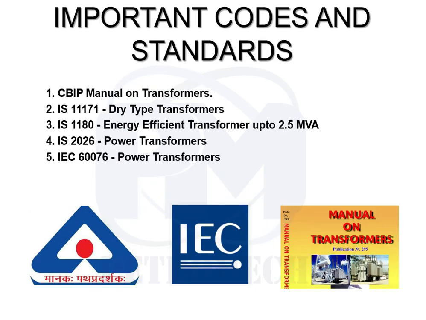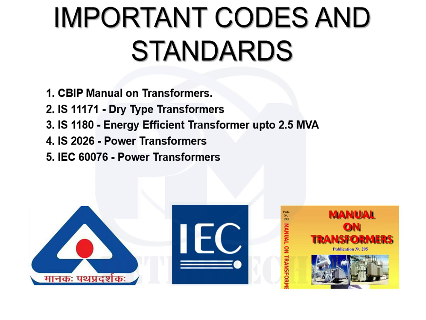Coming to important codes and standards. While designing any equipment, one of the most important parameters that we as design engineers have to keep in mind is the relevant codes, standards, manuals or local regulations that will govern the specific design requirements of the equipment. For transformers, you can see first we have the CBIP manual on transformers.